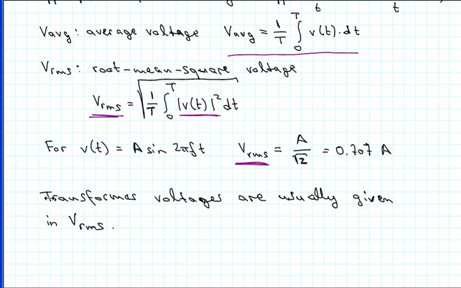Just to mention that here, transformer voltages are usually given in volts RMS. Or for example, if you talk about 120 volts AC, the line voltage, that's also a VRMS voltage. And the corresponding A would then be 120 times the square root of 2. So that would be square root of 2 times 120, which is approximately 170 volts.